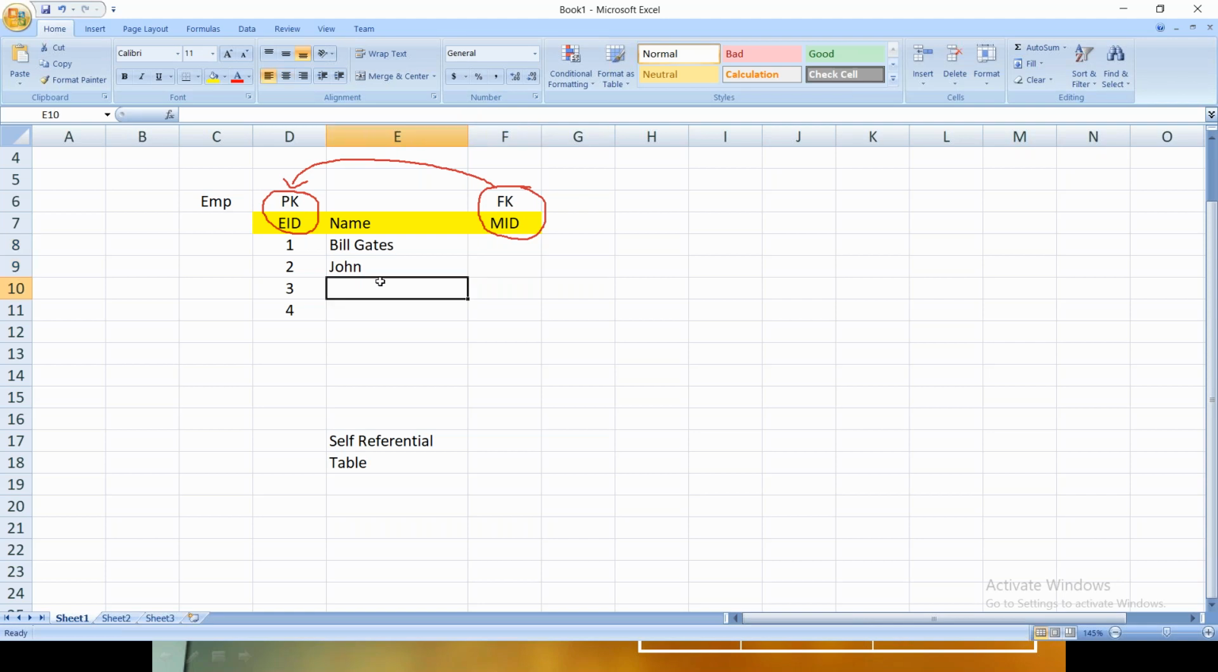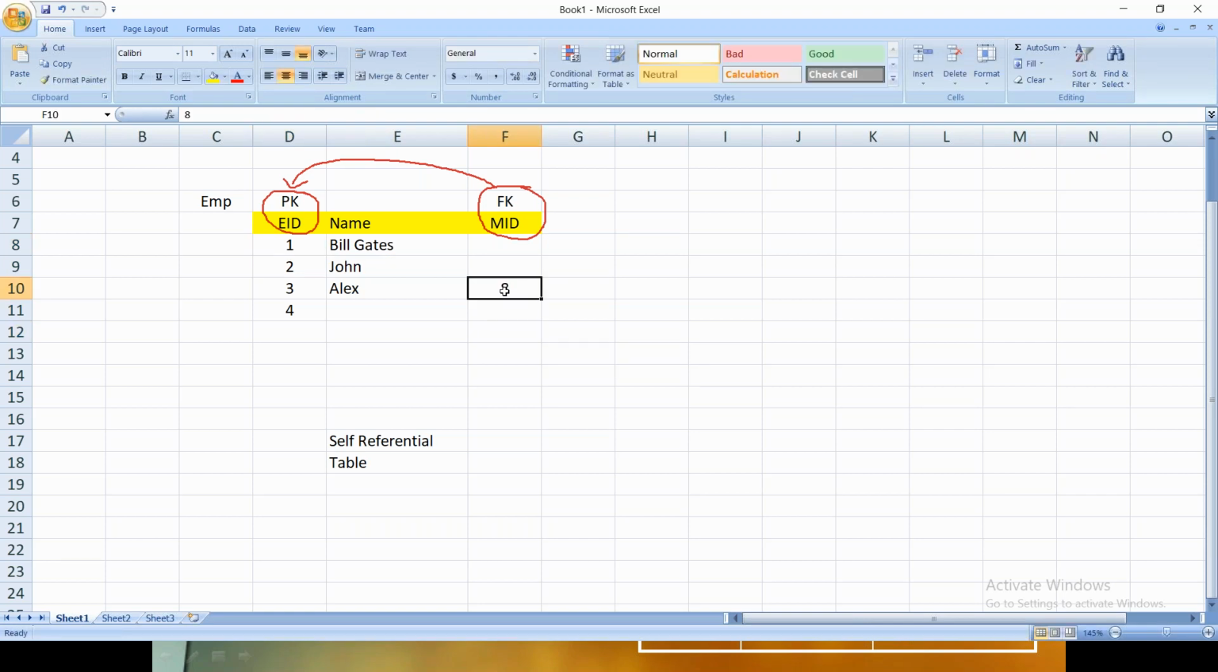Now tomorrow, Alex joins. When Alex joins, Alex is reporting to Bill Gates. So Bill Gates is one. That means when you give one, the foreign key will take one and verify. Is it one? Yes. Is it there? It is. It has to be there, otherwise it will not allow. You cannot give eight here.